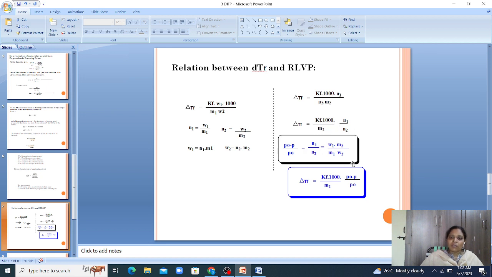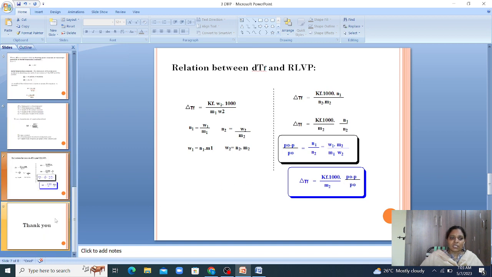So from Raoult's law for very dilute solutions, we already derived in the previous modules that P naught minus P upon P naught equals the number of moles of solute to the number of moles of solvent. In the above equation, if you substitute the relative lowering of vapor pressure in place of the number of moles ratio, then we get the equation like this. So this is the relationship between depression in freezing point and relative lowering of vapor pressure.